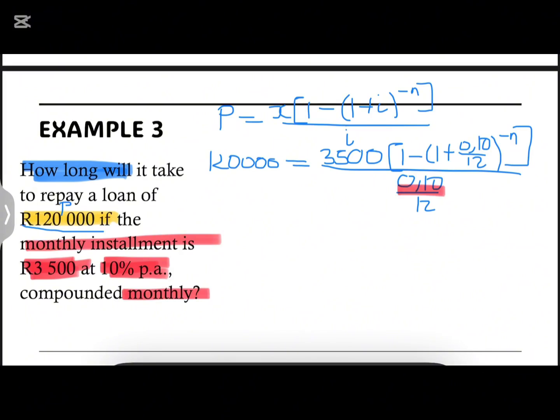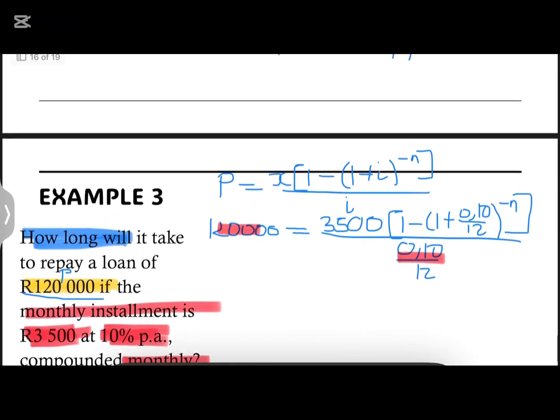Then now let's see how we can work this out. In this case, you're going to cross multiply this by that. Then let's see what we get. You're going to have 120,000 multiplied by 0.10 divided by 12. Then coming back again, you're going to multiply both sides by 3,500. So it means in that case now you will divide by 3,500. And now you are left with what?